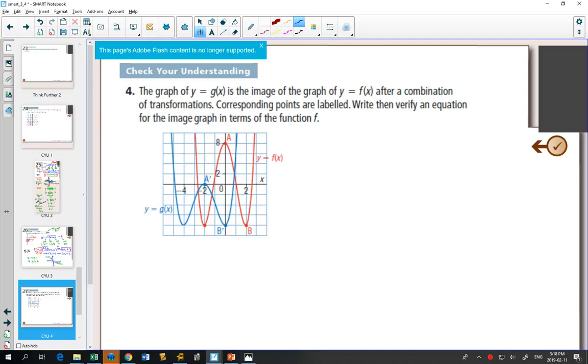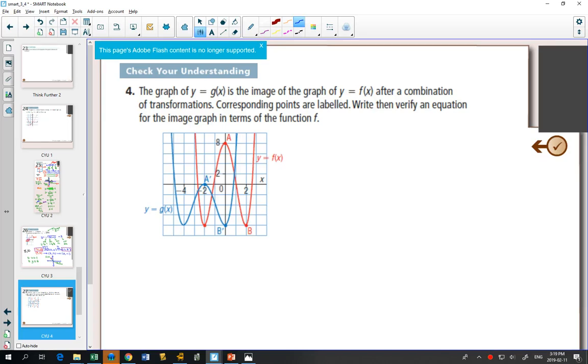We have function notation again. The graph of g of x is the image of f of x. So the red graph f of x is the original graph, and the blue graph is the image graph. Corresponding points are labeled. Write, then verify an equation for the blue graph in terms of the function f.